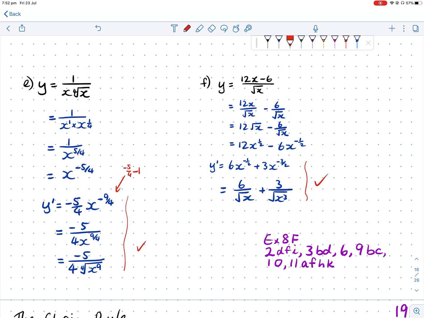Again, you might want to do a bit of practice with rearranging the powers. So if I get rid of the negative power, the x goes into the denominator of the fraction, and then we can also rewrite that power as a third.